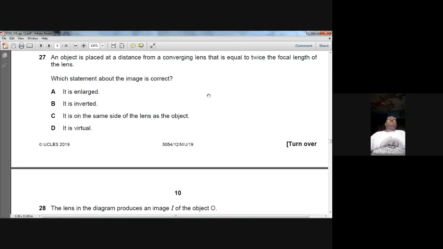Which statement about the image is correct? It is enlarged. That's wrong. It is inverted. Yes, it's true. It is on the same side of the lens as the object. No. It is virtual. No, it's real. So B is the right option he has given. It is inverted.